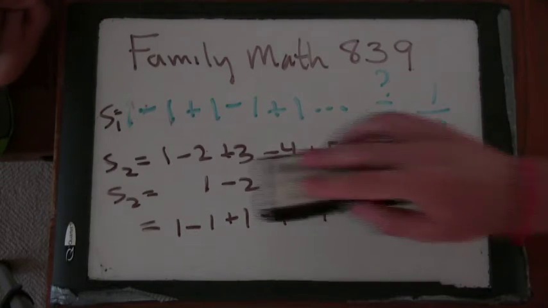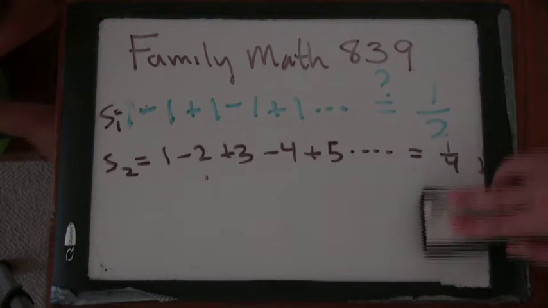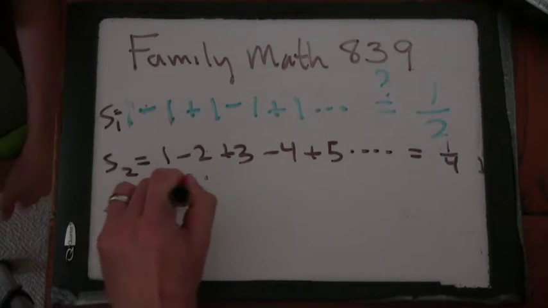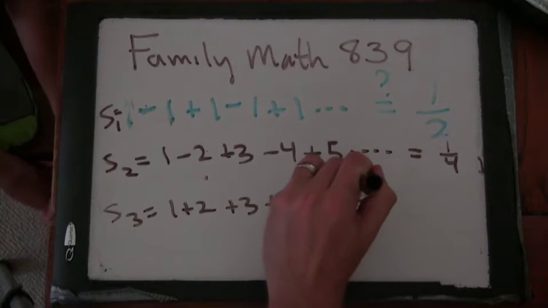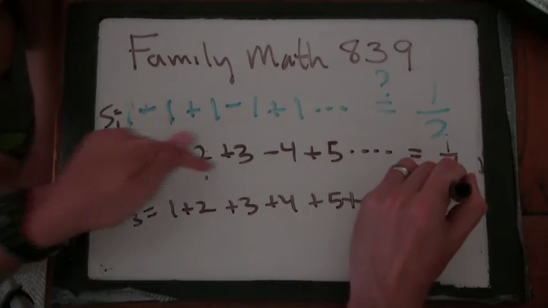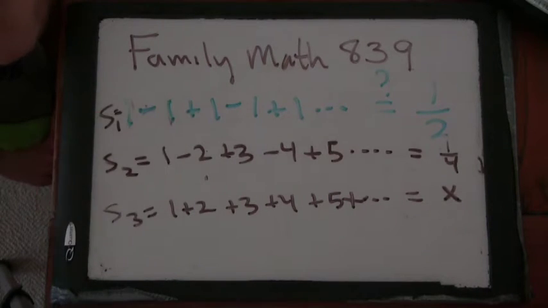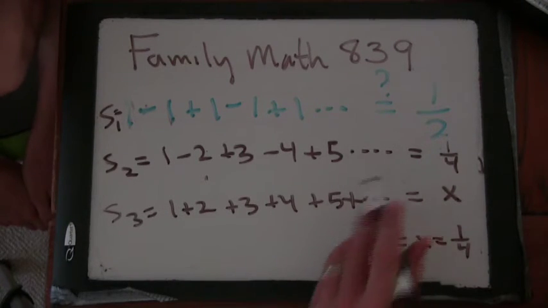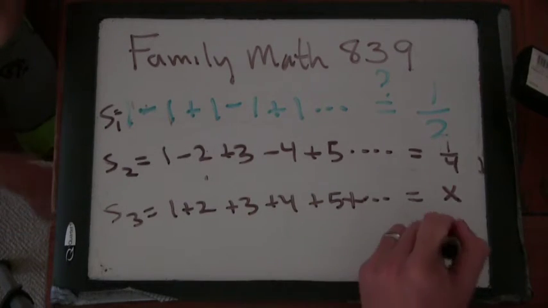So this series was a 4th, and what was his last step? His last step was the 1 plus 2 plus 3 series. S3 was 1 plus 2 plus 3 plus 4 plus 5 plus... And then he subtracted this series. I'm going to call this x again, even though I've already used x once. He subtracted S2 away from S3, so that would be x minus a 4th.